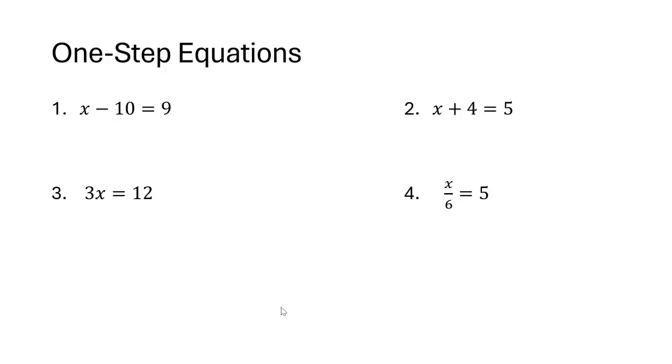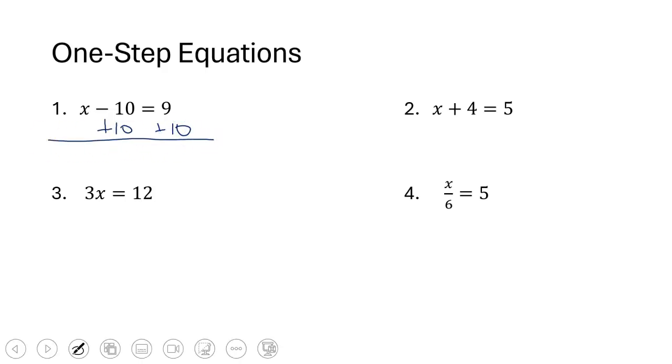So for one-step equations, anytime you are solving for X, anytime you cross the equal, you do the opposite, because we need to get X by itself. So look at number one. The goal is to get X by itself. So what's next to it? What's in the way? That negative 10. So I need to cross the equal sign to get rid of that negative 10. So what's opposite? Plus 10. Whatever I do to one side, I have to do to the other. We're moving that 10 over to the opposite side.